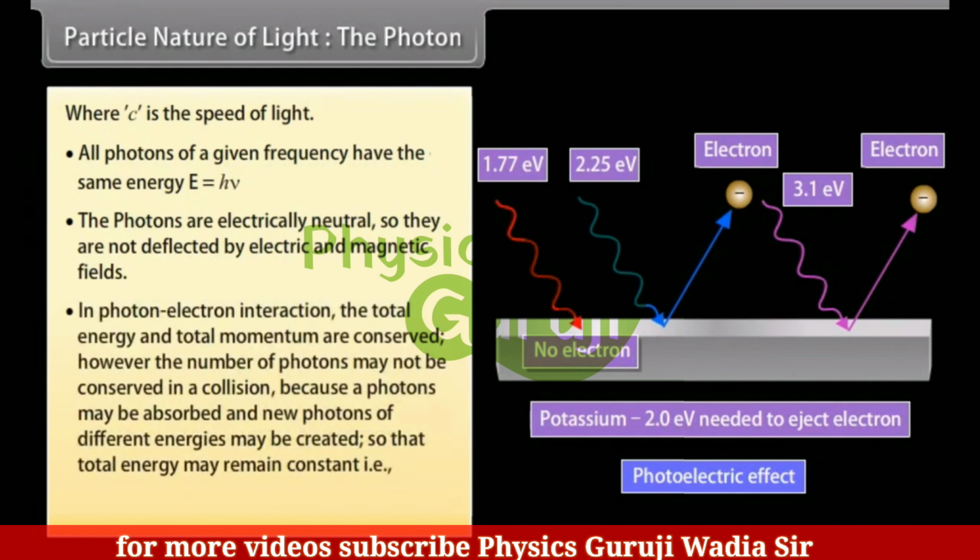In photon-electron interaction, the total energy and total momentum are conserved. However, the number of photons may not be conserved in a collision because photons may be absorbed and new photons of different energies may be created, so that total energy may remain constant, that is hν equals hν1 plus hν2.